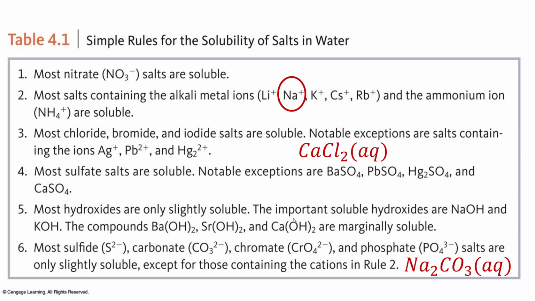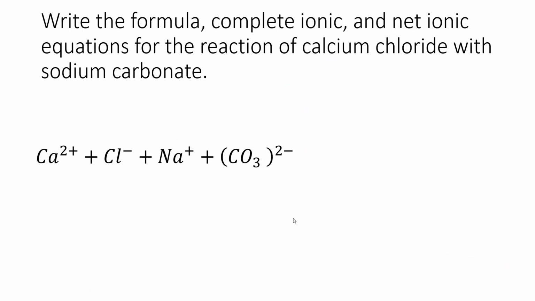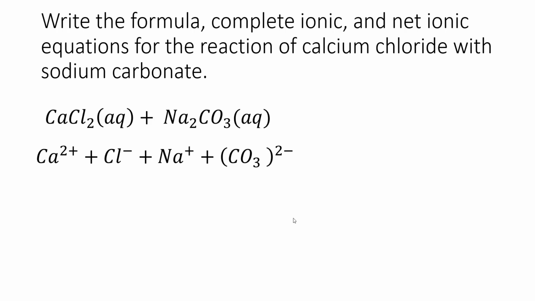You'll always get some form of precipitate. So you may think, oh, it's got carbonate, that is going to therefore be your solid. But it says, except for those containing the cations in Rule 2. Rule 2 says if it has sodium in it, then it's going to be soluble. So in this case, sodium mixed with carbonate is in fact soluble. So both of these reactants are aqueous. So now, let's go ahead and break them apart into their individual ions, just as you have seen here.